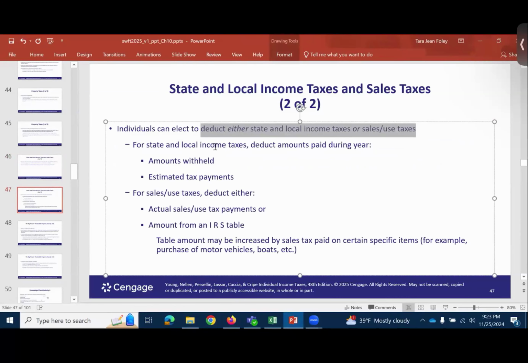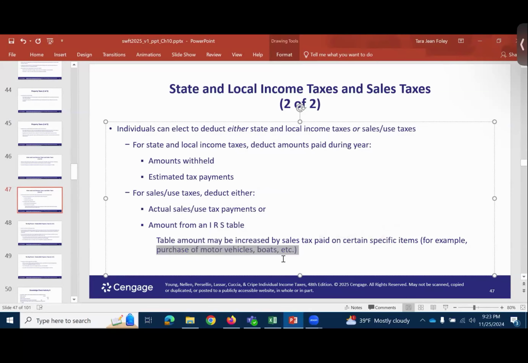State and local income taxes are usually withheld from your check by your employer, or if you are a sole proprietor, you pay your estimated income taxes every quarter and file your estimated tax payments each quarter. For sales and use taxes, you either deduct the actual sales or use tax payments, or use the IRS table based on whatever it is that you purchased.